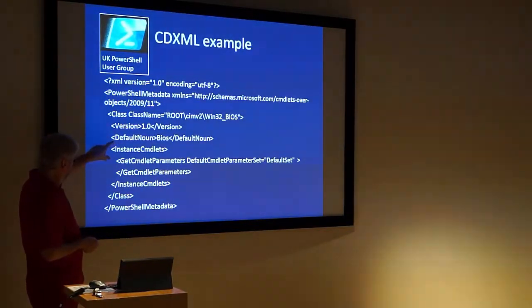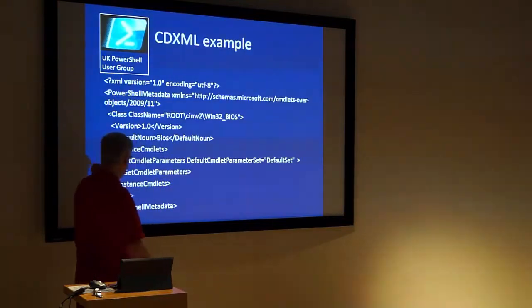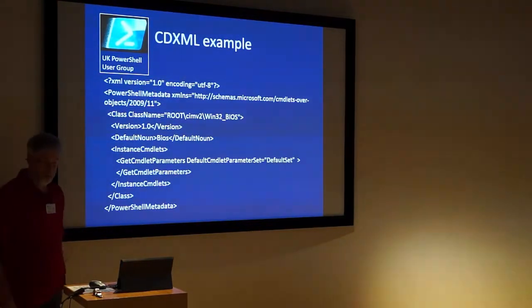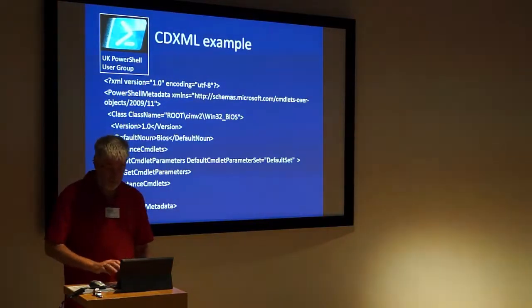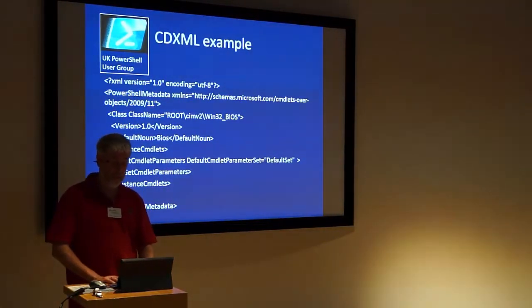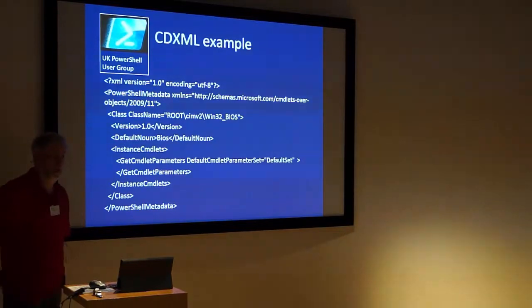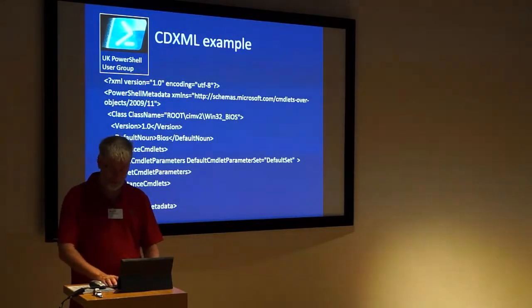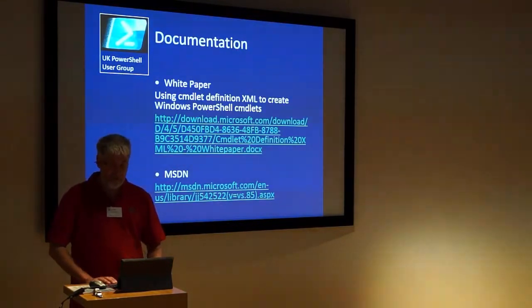You then have this bit where it says instance commandlets. So this is your standard get parameters. The BIOS class doesn't have much in the way of things you can do with it, so it's a nice simple example. And you just wrap up the XML and finish it off, and that's all you need. And that gives you a nice command that says Get-BIOS, and you can give that to one of your junior admins, and he can work quite happily because he understands Get-BIOS. He doesn't understand Win32_BIOS. And it makes life easier for him.